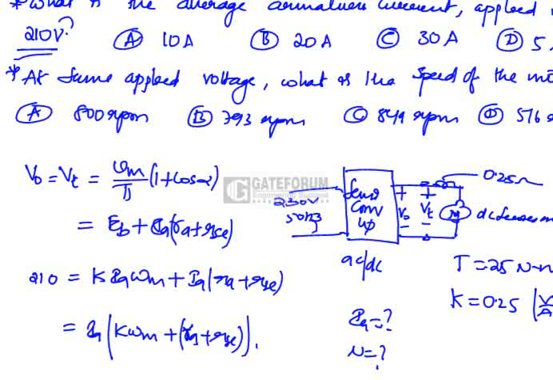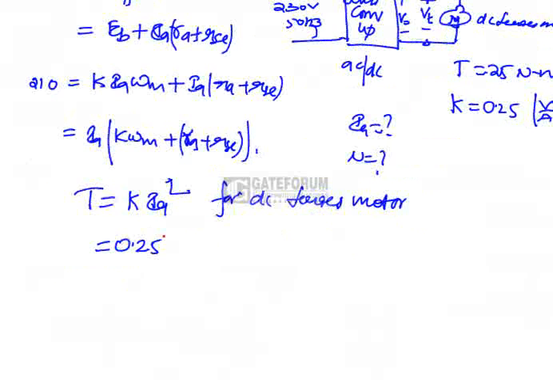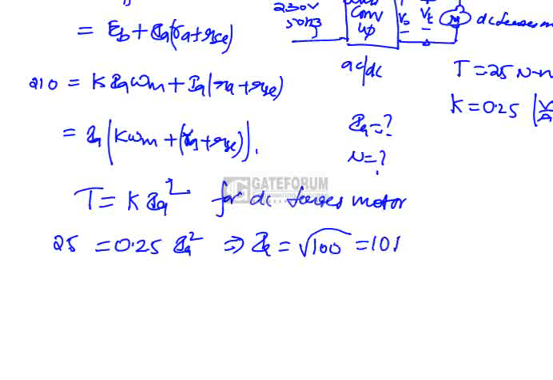We know that torque is equal to some constant K into Ia square for a DC series motor. This is up to saturation. After saturation, torque is directly proportional only to armature current, whereas generally in a DC motor it is directly proportional to the square of armature current. Now what is the constant value he has given? The constant value is given as 0.25. So the rated torque is 25 Newton meter equals 0.25 into Ia square. From this I can find the average armature current as square root of 100, which is equal to 10 amperes, which is option A.